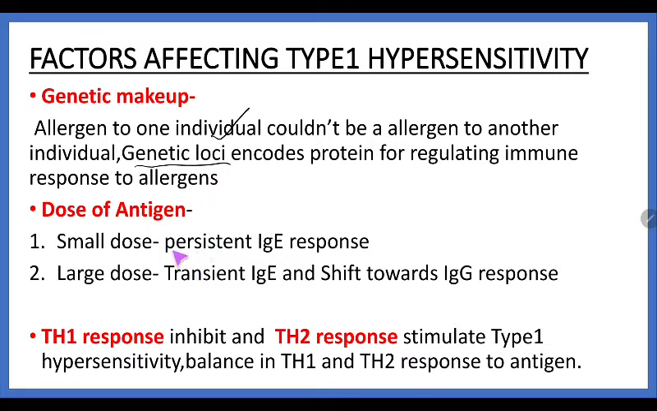Next is dose. We know that if it is a small dose, there is persistent IgE only. If it is a large dose, there is only a transient IgE response, and then there is a shift to IgG.